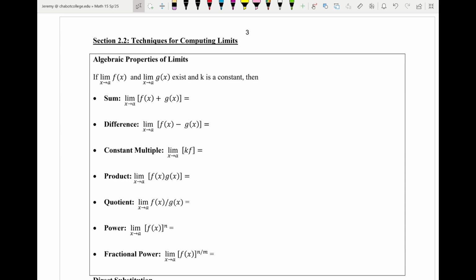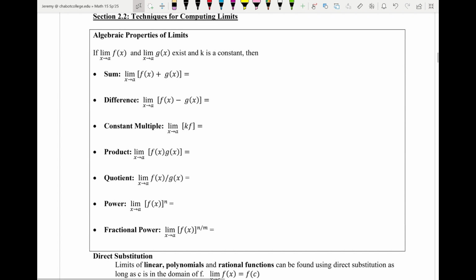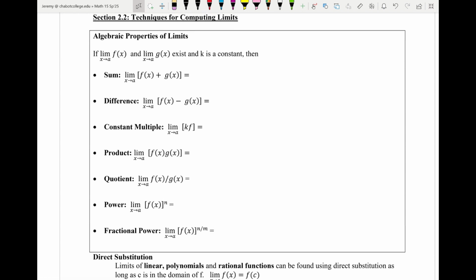Section 2.2, Techniques for Computing Limits. So in the previous section, we introduced this definition of a limit, and we looked at some basic techniques for evaluating limits, namely using tables of values and using pictures, the graphs of functions, to evaluate limits. In this section, we're going to look at some of these algebraic properties of limits, which are going to allow us to take a more algebraic approach to evaluating these. And it's going to make life a lot easier. We're going to be able to solve more complex limits more efficiently.